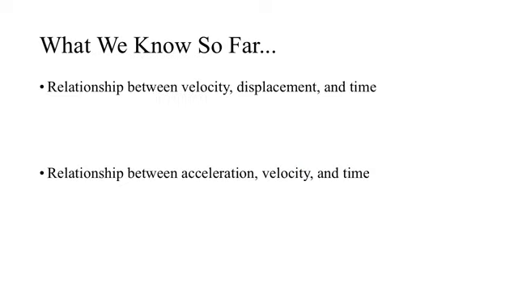Before we jump into the kinematic equations themselves, let's remind ourselves what we know so far. We know that the relationship between velocity, displacement, and time looks like this. The velocity of an object can be represented as the change in its position, or its displacement, over time. And this change in position means the final position, xf, minus the initial position of an object, all over time.